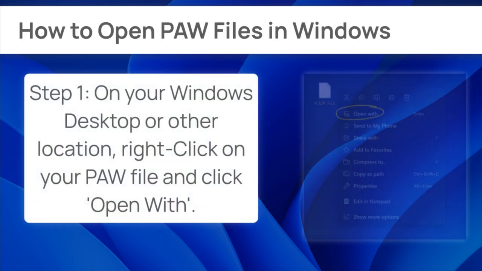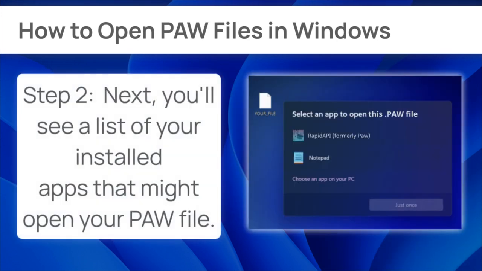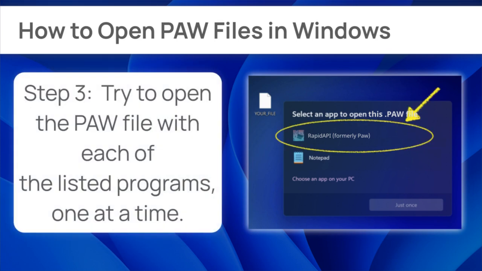Let's verify the file's compatibility against known readers. Right-click the PAW file and select Open With. Test RapidAPI, formerly PAW, if it appears. If not, choose another program. Different software handles the PAW format uniquely.